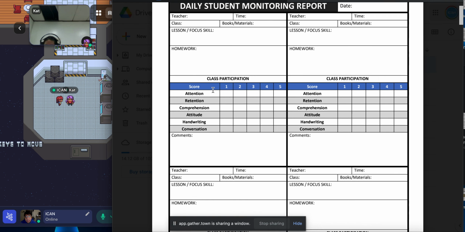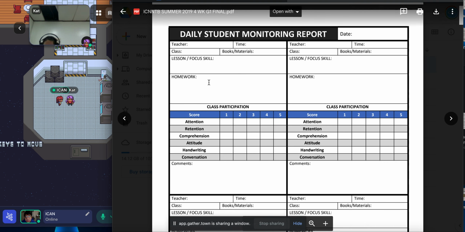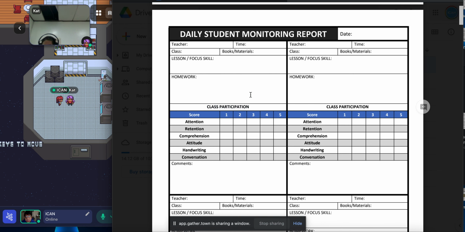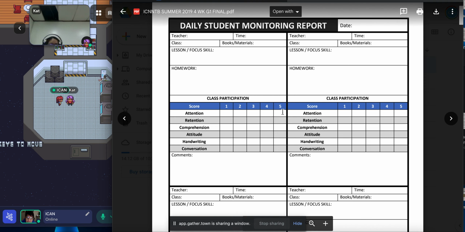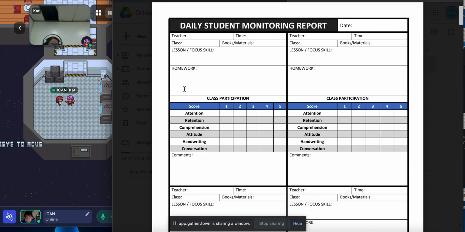Okay, so let's say you fill this out. Now we're gonna do the class participation. So how do you grade this? Normally you just check. 5 is the highest, 1 is the lowest. For today, was your student paying attention to you the whole time? Then you give them five.